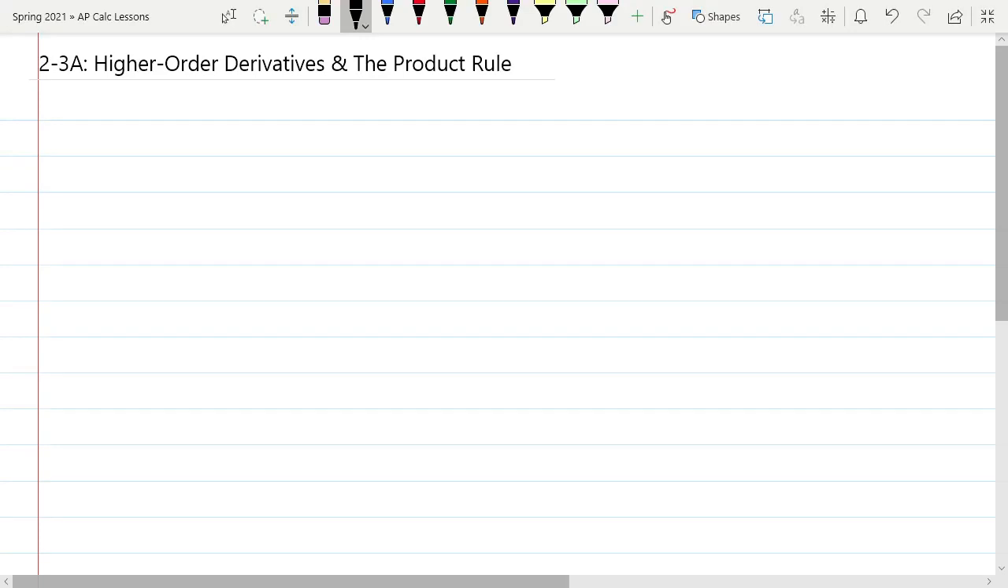Okay, for today's lesson 2.3a, we're going to talk about a couple of different things today. First, we're going to talk about these things called higher order derivatives, and then we're going to follow that with another derivative rule, this one called the product rule.